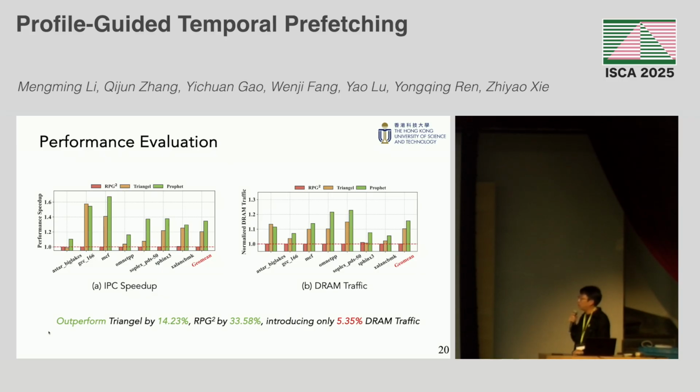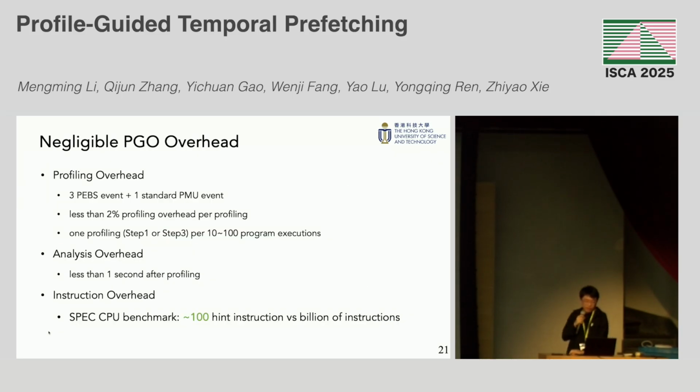Prophet outperforms the hardware temporal prefetcher Triangle by about 40% and RPG2 by about 33%, while introducing only about 5% DRAM traffic. Additionally, Prophet introduced negligible PGO overhead. For each profiling, Prophet only requires 3 PMU events and 1 standard PMU event, introducing less than 2% profiling overhead.